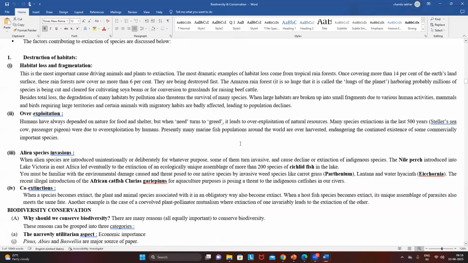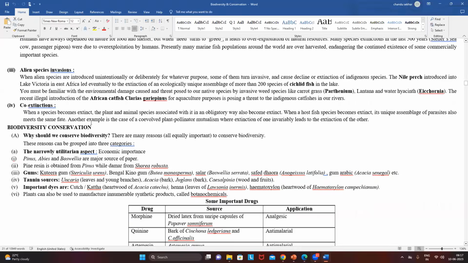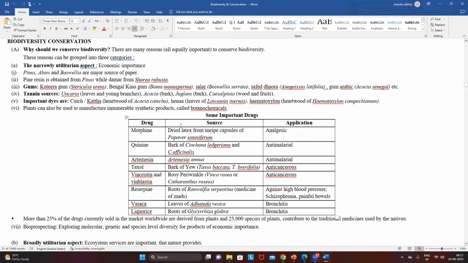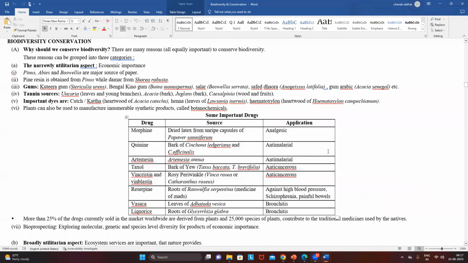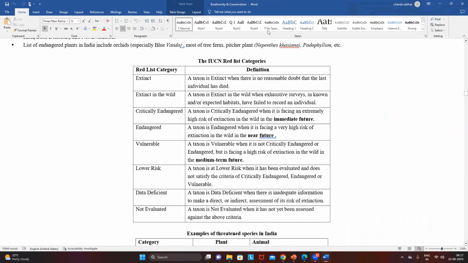Then after this, the most important, friends, as I already told you, you are going to get most of the questions from the organizations, which is the IUCN. Every APPSC and TSPSC, most of the time the questions come from the IUCN. Okay, see here, whichever I have mentioned, whichever are there in the tables, you have to read them compulsorily. Some of the drugs and their applications. See, when I explain you the lesson, it becomes easy. And last time also I have explained you, right? The red list category.